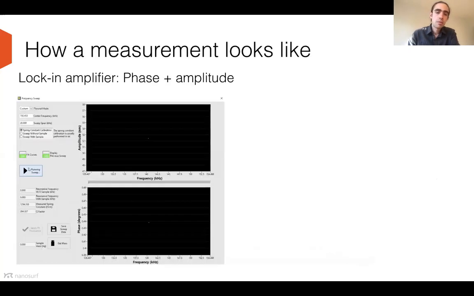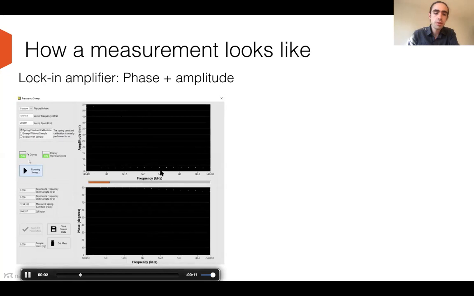Now, this might look like, for instance, here, if we just record the phase and the amplitude, with a lock-in amplifier to be technical. So you would see here now white dots appearing if we have started the measurement, and you see then the resonance here, the amplitude, and here also in the phase. And you could fit that to extract your resonance frequency.